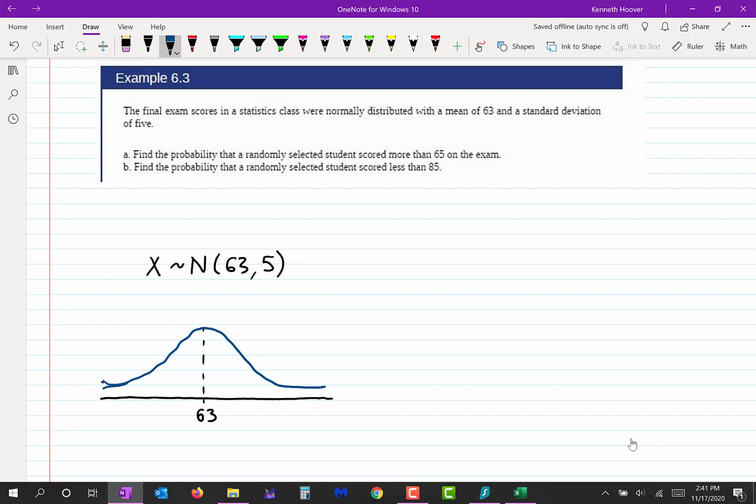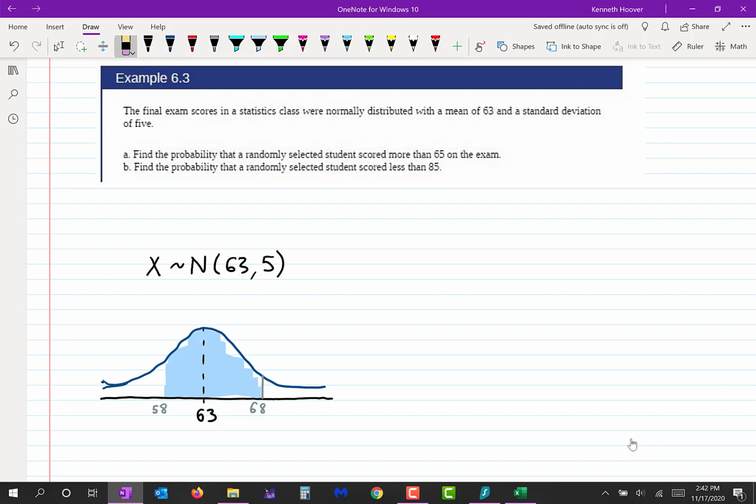And what does the standard deviation being 5 tell me? Well, remember the empirical rule? That tells me a few good pieces of information. For instance, I know that if I go from 58 to 68, approximately 68% of the class has test scores in that range.